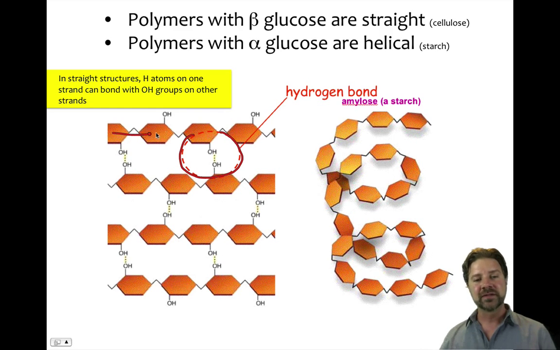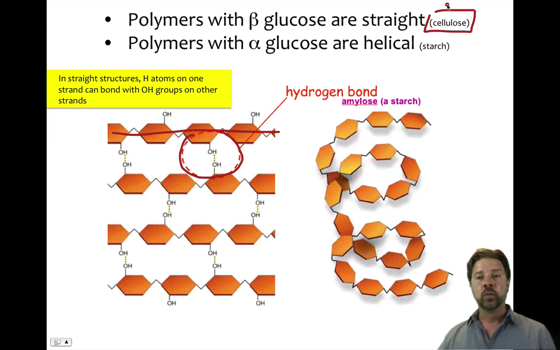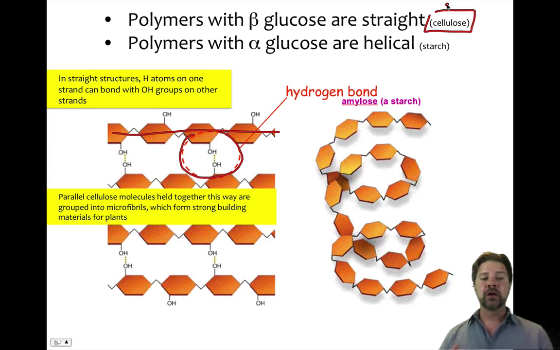So not only do we have this straight line chain right here, but we also see connections between chains, which is going to make this a very strong substance, which we find again in cellulose, what we said was prevalent in cell walls. Secondly, the parallel cellulose molecules held together this way are going to be grouped into what's called microfibrils, which is that strong building material. So this is one tough substance right here.